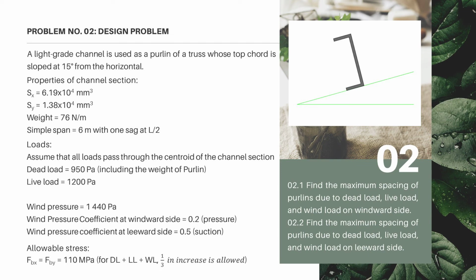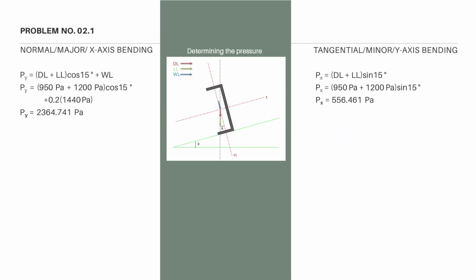And we are going to find the maximum spacing of purlins due to dead load, live load, and wind load on the windward side. We also need to find the maximum spacing of purlins due to dead load, live load, and wind load on leeward side. Before solving the problem, we must first understand the action of the wind load. In the figure shown, yung wind load, mag-a-act lang talaga siya sa normal axis of roof surface or purlins.